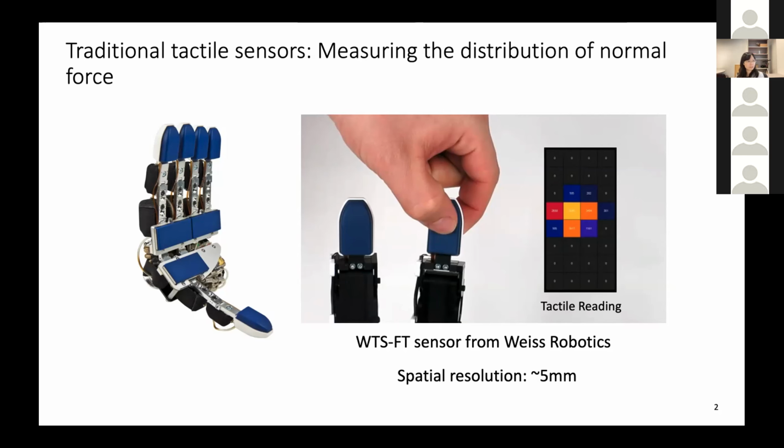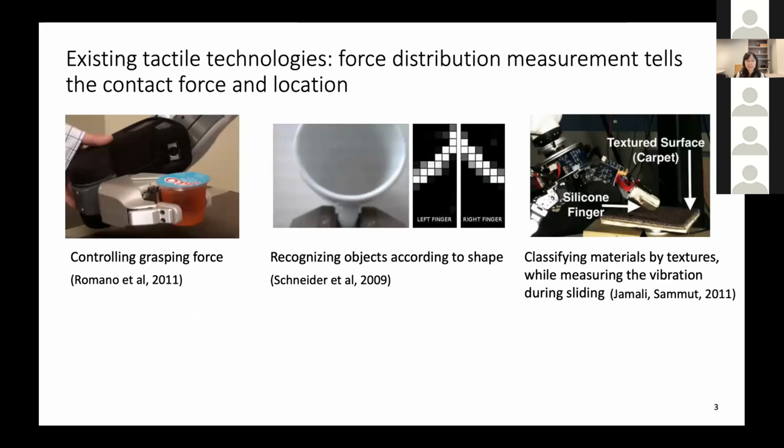This can help robots in multiple ways. Here are some pretty classical examples of how robots can use tactile sensing to perceive and interact with the physical environment. In the first case, the robot is trying to grasp a delicate object, a jelly in this case. It can use feedback from the tactile sensors to understand the current force, so that it can better control the force and not break the object.